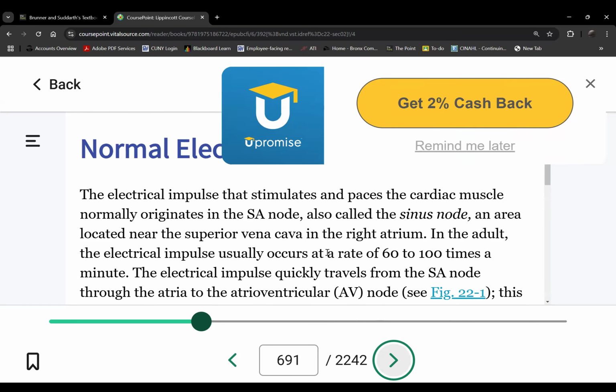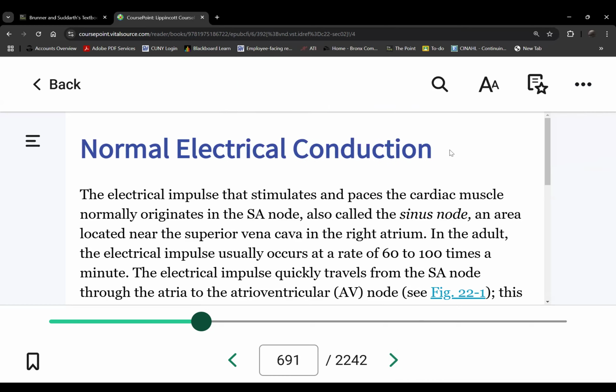Okay, let's look at normal cardiac conduction first. Now, what makes the heart very unique is, unlike skeletal muscles, which rely on nerve stimulation in order to function, the heart can generate its own electrical impulses. It can therefore work separately from the CNS, although it can be influenced by CNS factors. However, it does not need the CNS in order to perform its function, unlike skeletal muscles.